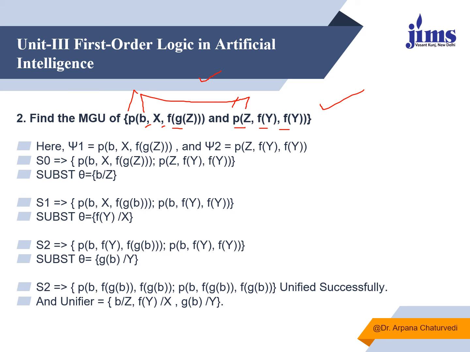B with Z. So we substitute B for Z. Wherever Z was lying, we will replace that with B. In how many places was Z lying? Here is B, here Z. The Z will again become B, this will also become B. And the statement which will come will be like this.